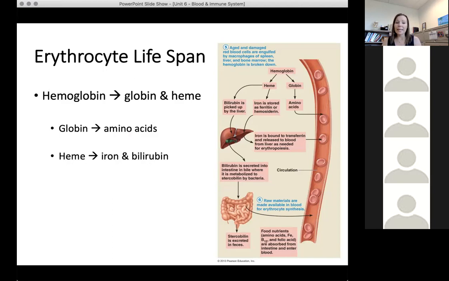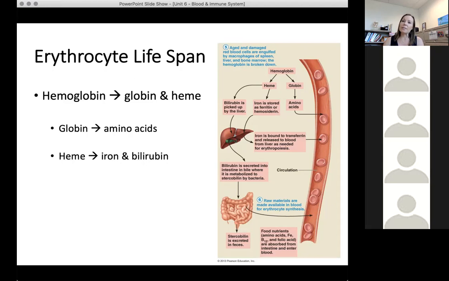And then from the heme, when that gets broken down, you get iron. That's one thing. And iron gets transferred to these proteins that actually can store the iron. They're called ferritin and hemosiderin. So these proteins just store that iron until you need it to make new hemoglobin molecules if you're making new red blood cells again.